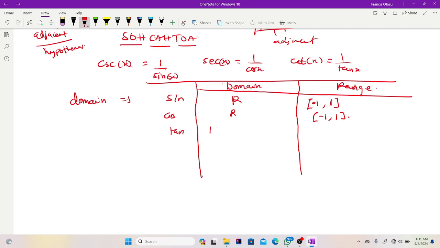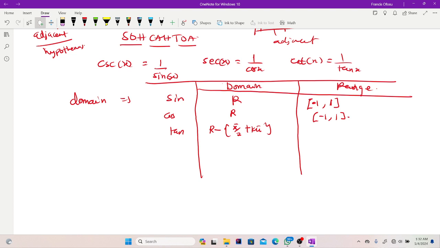Now what about tan? Tan is a set of all real numbers, but there are a few exceptions to make here. For tan, we take out any pi on 2, that is 90 degrees. When you find tan of 90, you realize that it's infinite, so it's taken out from the domain.